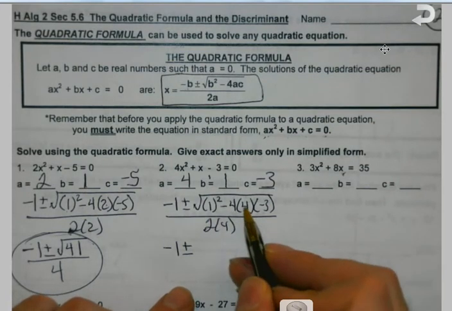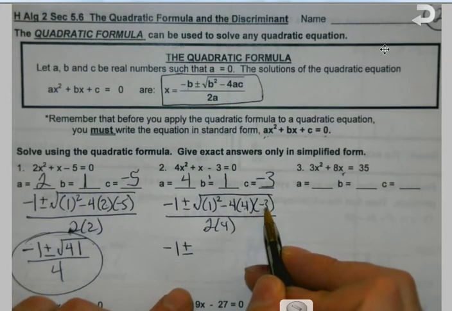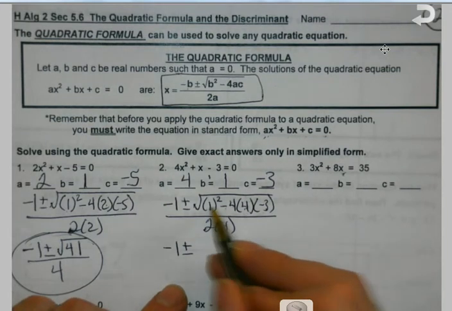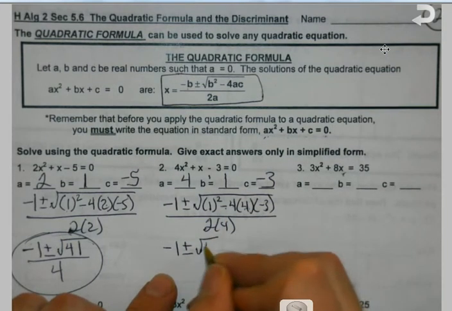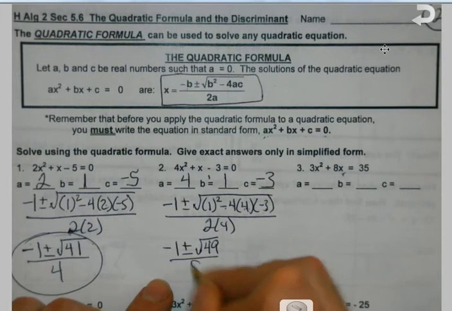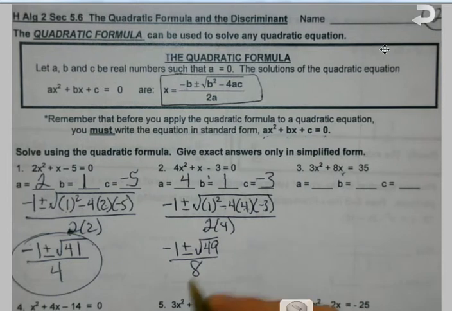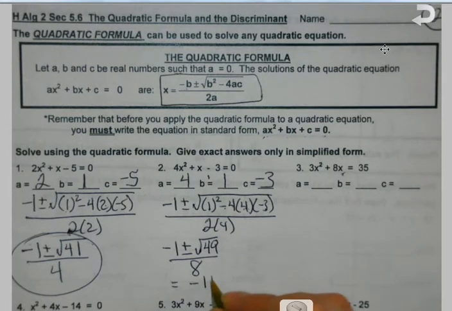4 times 4 is 16, -48. 1 minus -48 is like 1 plus 48, which is 49. Here's a prime example. Square root of 49, perfect square. That's awesome. So that's going to be -1 plus or minus 7 over 8.